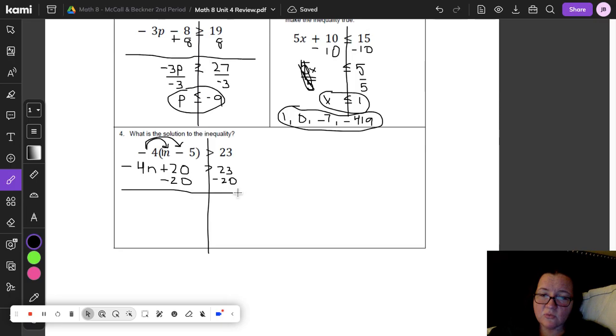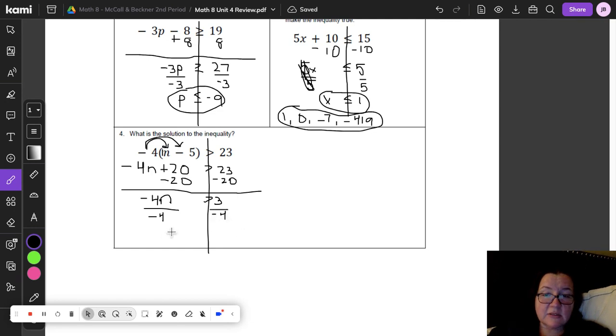And make our line. We still have -4n is greater than 23 minus 20, which is 3. Lovely. One more step. What should I do here? I have -4n, which we know is the same as -4 times n is greater than 3. We need to get n alone. So what we're going to do is divide by -4 and divide by -4.